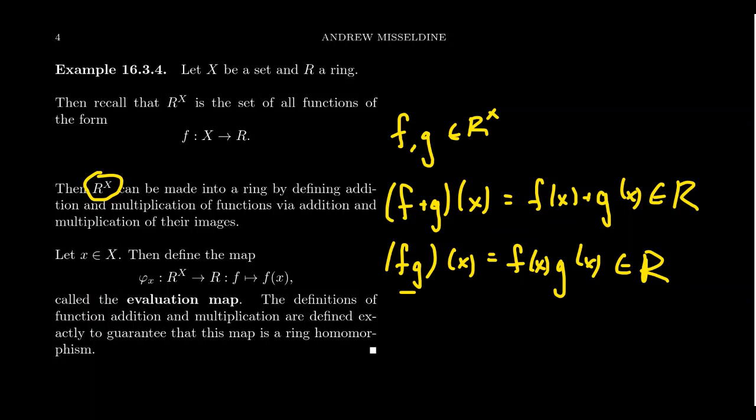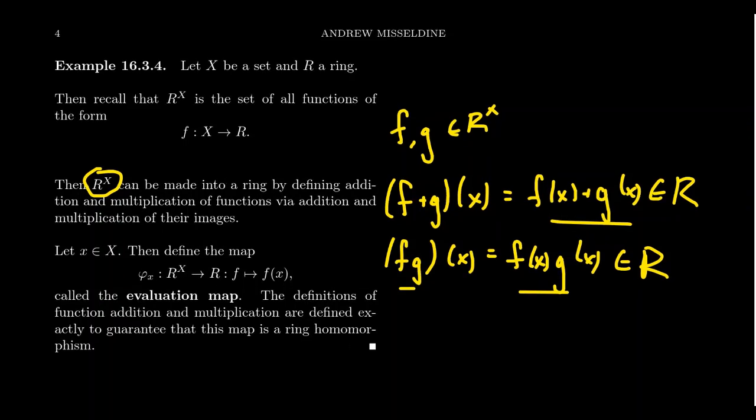If R has a unity, R to the X will also have a unity, which will be the constant function where f of x is always equal to 1. You'd get something like that. And the distributive property works because you're just piggybacking on the properties that R has. If R is a commutative ring, then R to the X will be a commutative ring as well. So we can build a ring structure using just functions and component-wise operations.